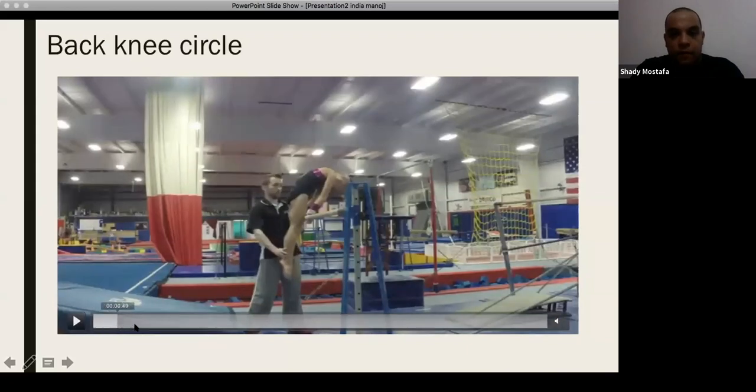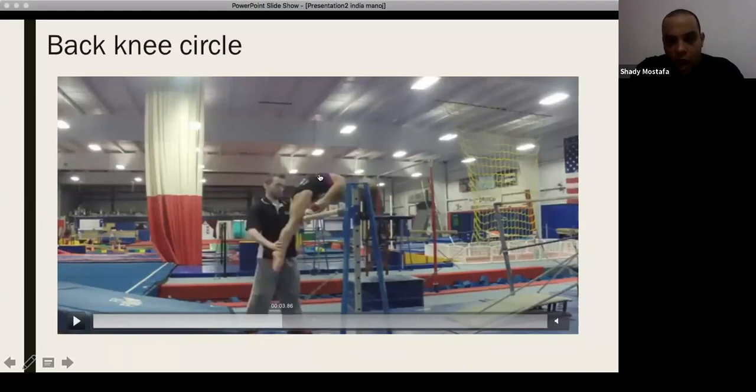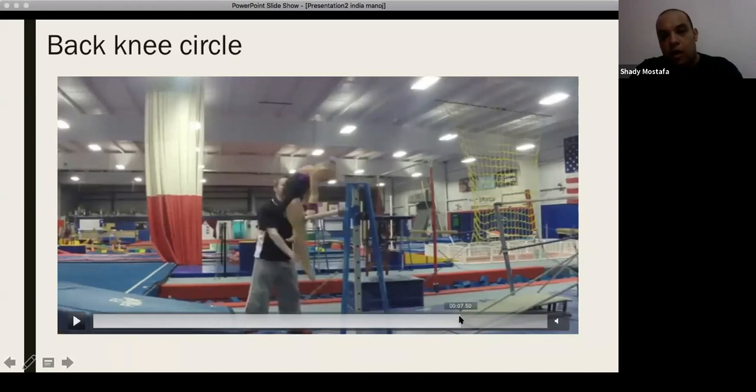Yes, Shady. You see now, even when you spot as a coach, you see the hollow position, squeeze the hips and circle elements. You make the gymnasts understand the circle elements in hollow shape, no arching. You want to make them circle in hollow shape. Okay?